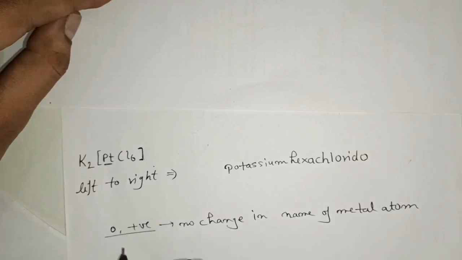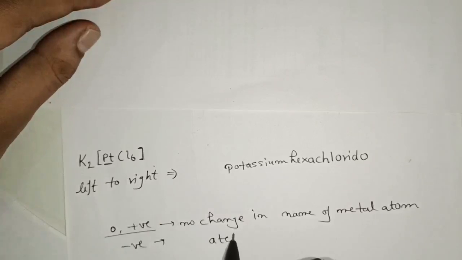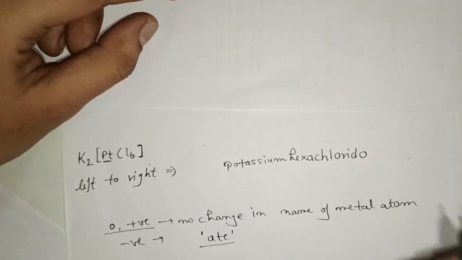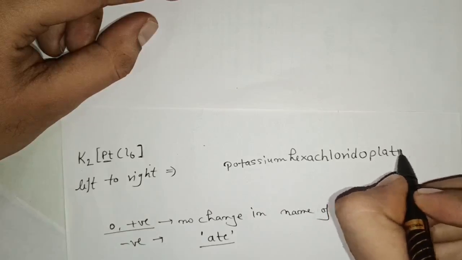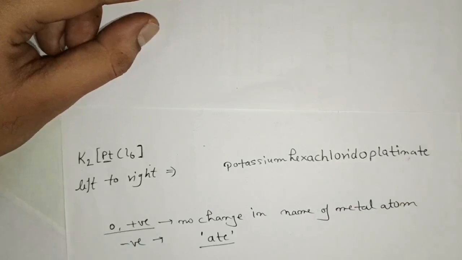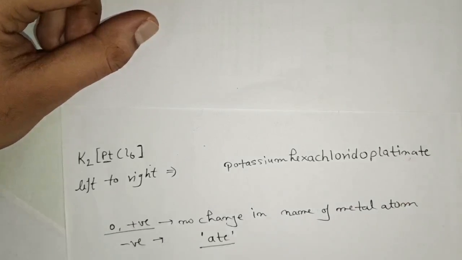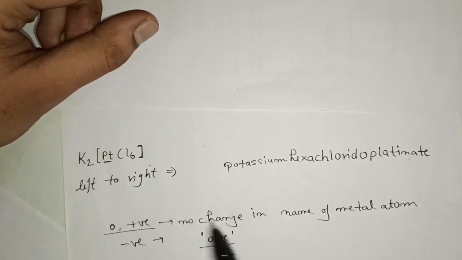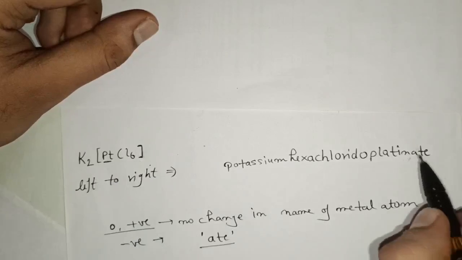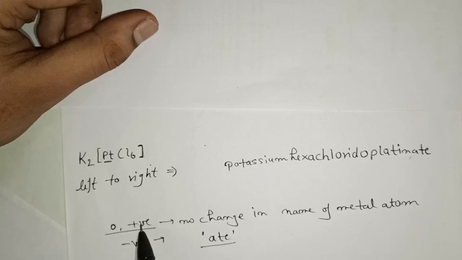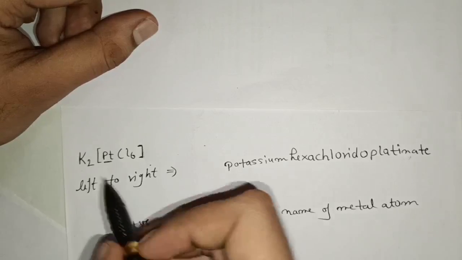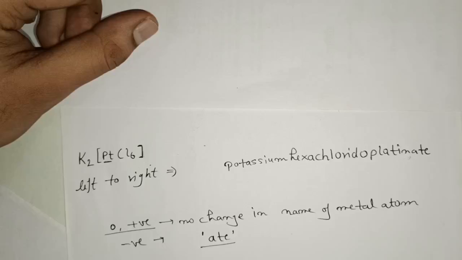But here the coordination sphere has negative charge. In that case, we will use the word ate with the metal atom. So here we have platinum, so we'll use the word platinate. In the same way, chromate, ferrate. So if the coordination sphere is negatively charged, with the metal atom we'll use the word ate. If the coordination sphere is positively charged or there is no charge, the metal atom will be named as it is. Then we have to mention the oxidation state on the central metal atom in Roman.